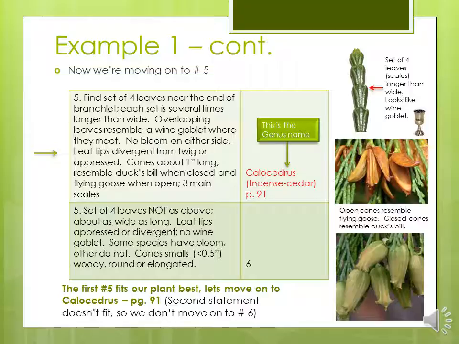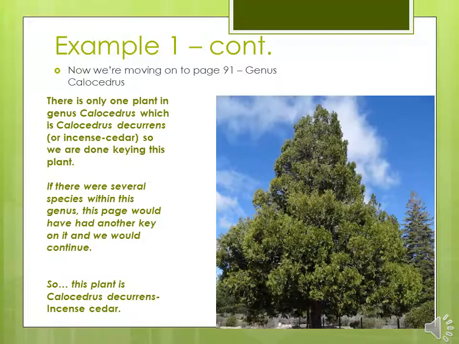And once you know the genus name, it will tell you the page number to go to for the key for that genus in order to get the entire species name. So we'll go ahead and move on to page 91. Okay, and it just so happens that Callicedrus decurrens, or incense cedar, is the only species in this genus that we have in North America. So essentially we're done with the key at this point. If there were several species, there would have been another key on that page, but we now know the name Callicedrus decurrens, or common name incense cedar, and we are done keying plant number 1.